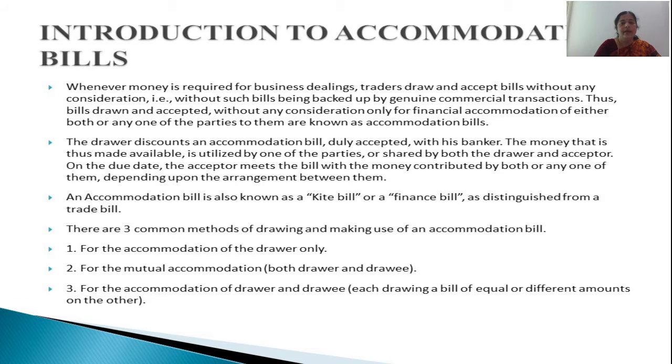Then the bill is drawn by the drawer. It will be sent to the drawee for acceptance. The drawee will accept the bill by putting his signature on the bill of exchange with the date, writing the word accepted, and then he will return this bill to the drawer. Then on the due date, the bill will be presented to the drawee, and the drawee will be either honoring this bill or dishonoring this bill.